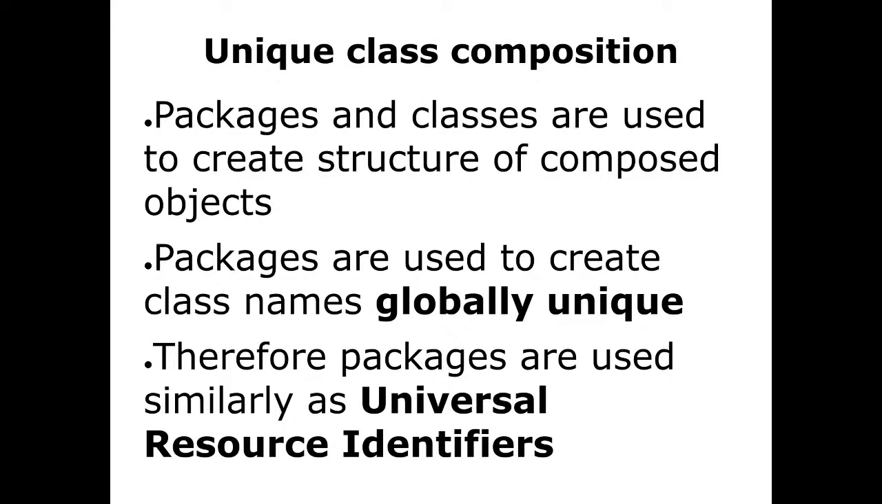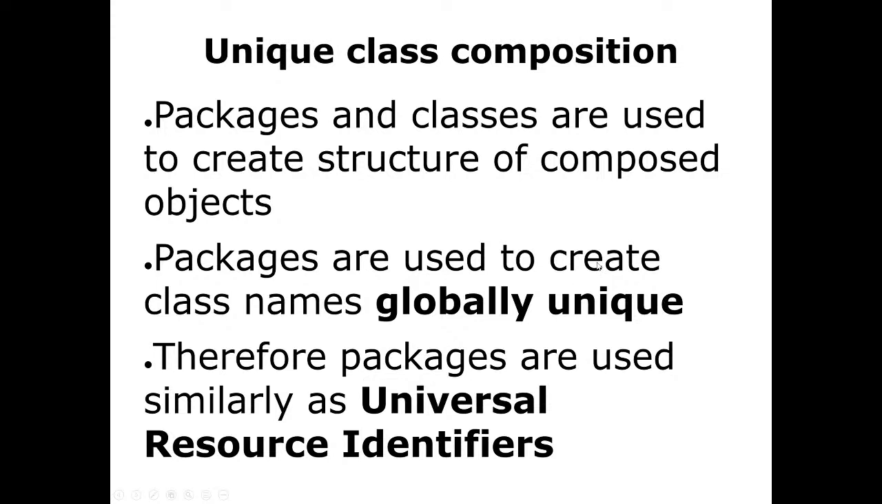Then we can have unique class composition. So if packages and classes are used, both of them are used to create a structure of composed objects, right? And the packages are used to make the class name globally unique. Therefore, packages are used similarly to universal resource identifiers. So in this case, you need to understand that class names should be unique within the package.